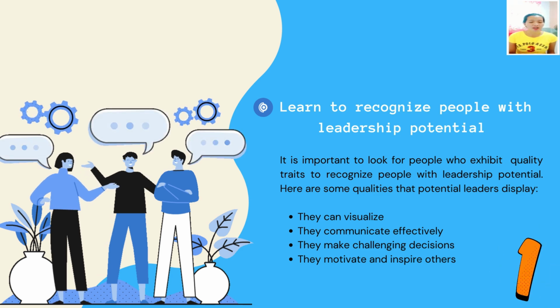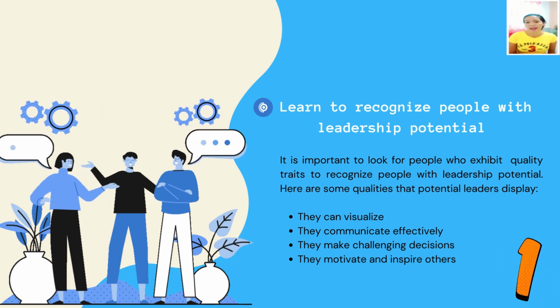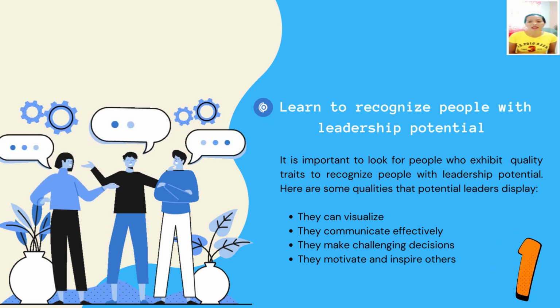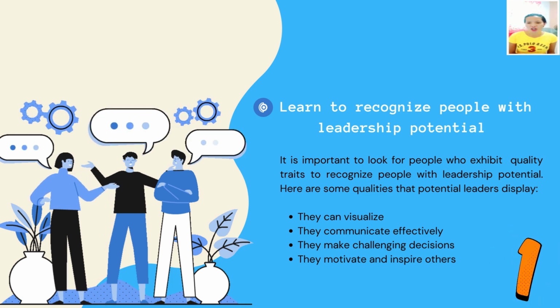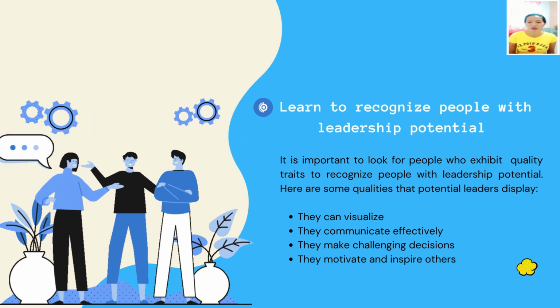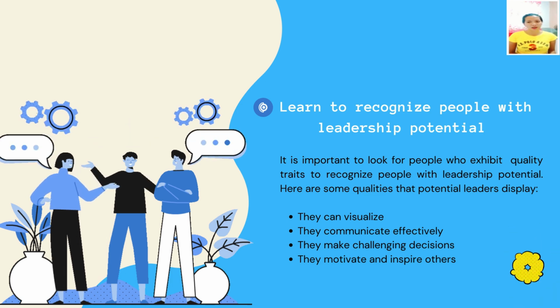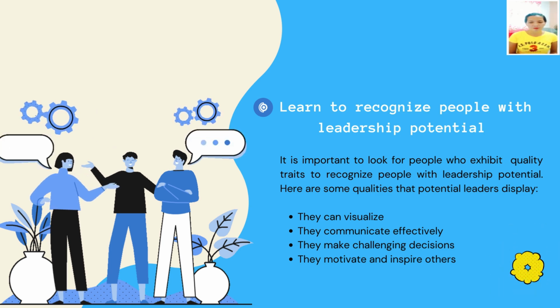Next, they make challenging decisions. When leaders have a challenging decision to make, it is important that they know what outcomes they want to accomplish, make a final decision, and take ownership of it. Being confident in their decisions can help them earn more respect from their peers.